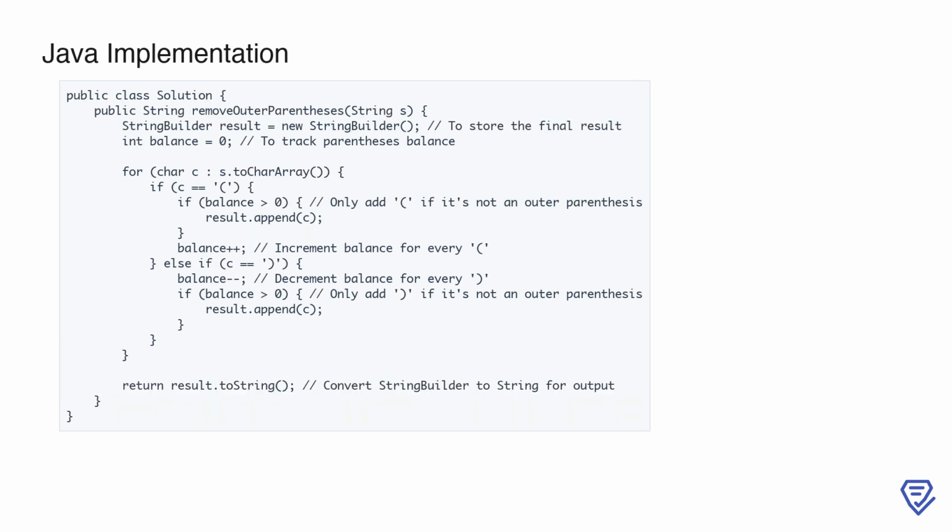This is the Java implementation of the LeetCode problem Remove Outermost Parentheses, problem number 1021. The logic mirrors the Python implementation, using a string builder for efficient string manipulation and a balance variable to track the depth of parentheses.